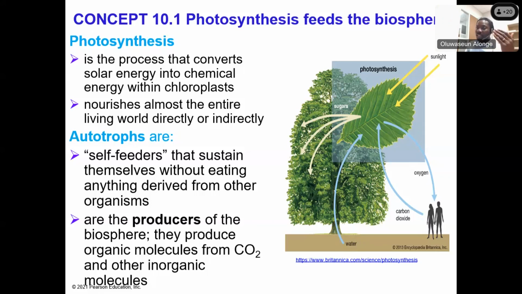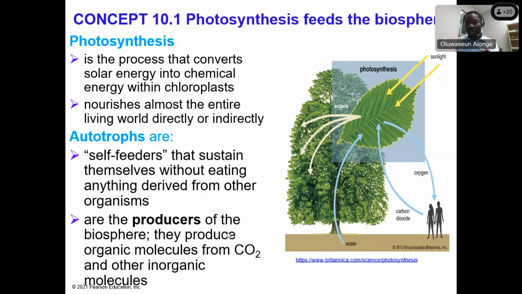Now, plants that make food, we call them autotrophs, because autotrophs means self-feeders. They feed themselves. They don't depend on others to feed them. So we call them autotrophs. They sustain themselves without eating anything derived from other organisms. So they are autotrophs. They are self-feeders.